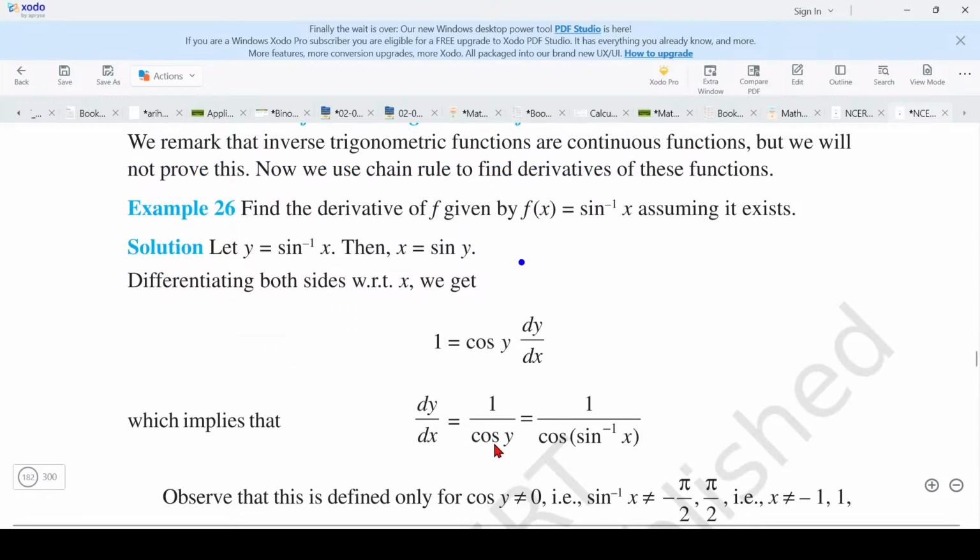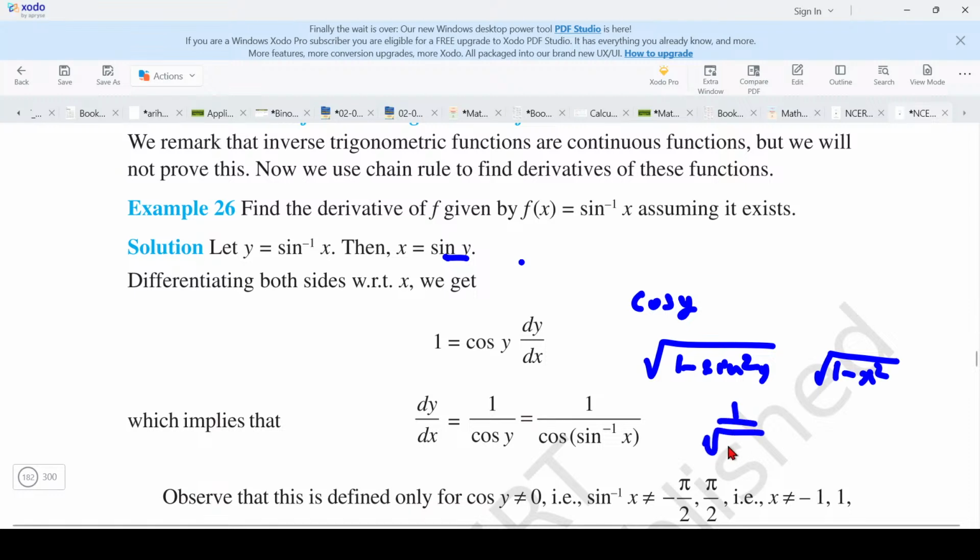Yes. 1 by cos y is what? 1 by cos of sine inverse x. Okay, so cos y is nothing but square root of 1 minus sine square y, right? Okay, but what is sine y? Sine y is nothing but x, right? So which is nothing but 1 minus x square. So 1 by cos y is nothing but 1 by under root of 1 minus x square. This is how we get this.